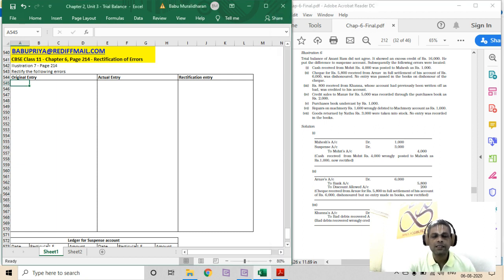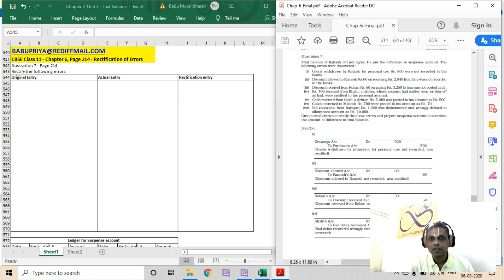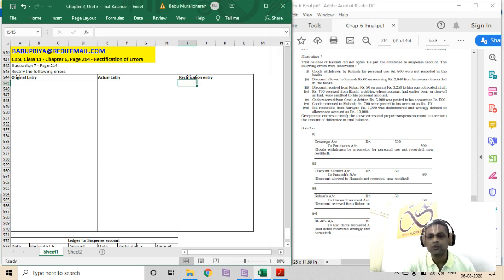Now let's get into illustration 7. Trial balance of Kailash did not agree. He put the difference to suspense account. The following errors were discovered. Goods withdrawn by Kailash for personal use, rupees 500, were not recorded in the books. Okay, this is very simple. There is no entry that has got made. So let's process an entry. Goods withdrawn for personal use is drawings account. Drawings account debit 500, and credit is to purchase account because goods have been withdrawn.